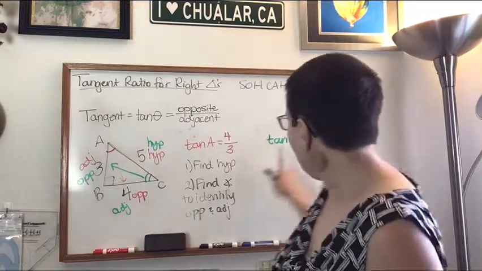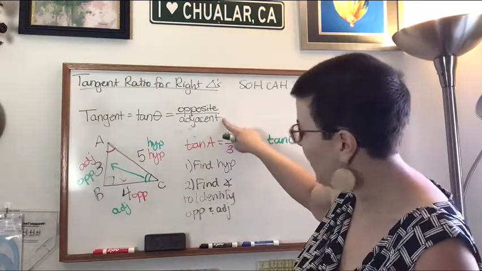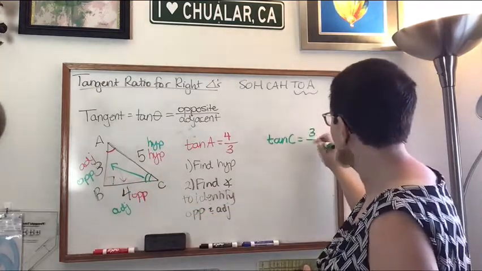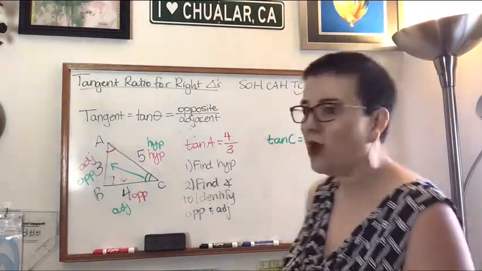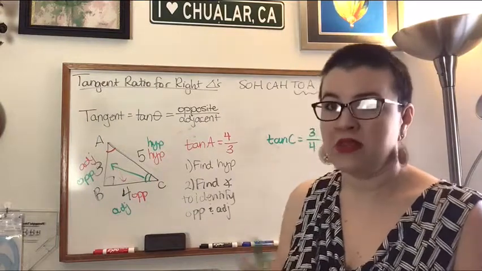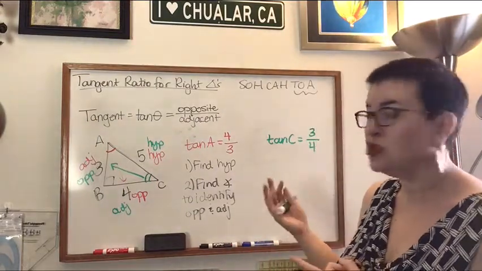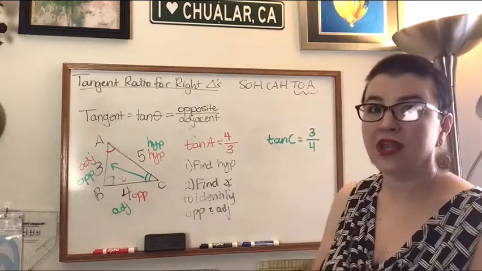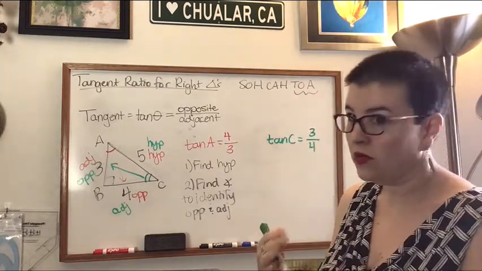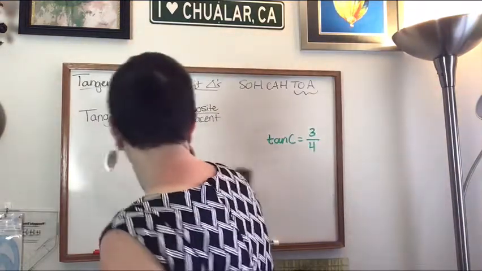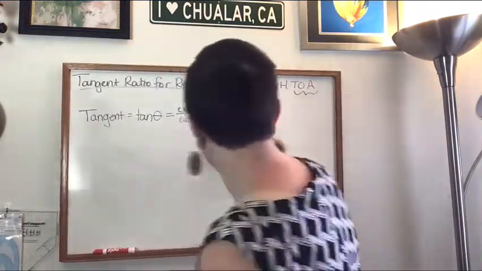All right, so tangent C still is opposite over adjacent, but now my opposite is 3, my adjacent is 4. Okay, so tangent, opposite over adjacent, and the opposite and the adjacent, just like in sine and cosine, will change depending on which angle that you're looking at. All right, I'm going to erase this. I'm going to do another one just to give you a secondary example if you need it.